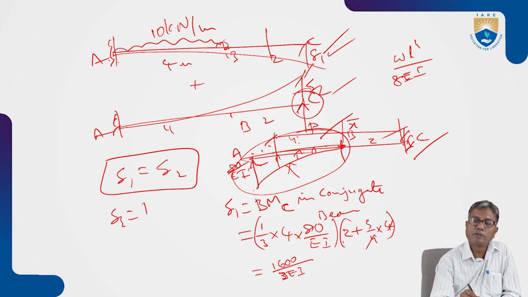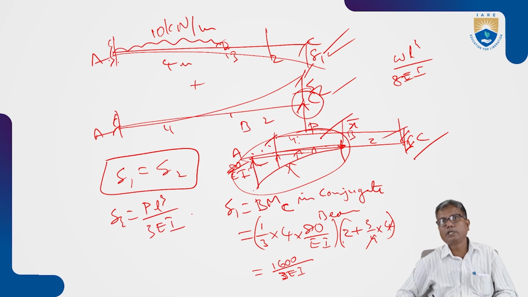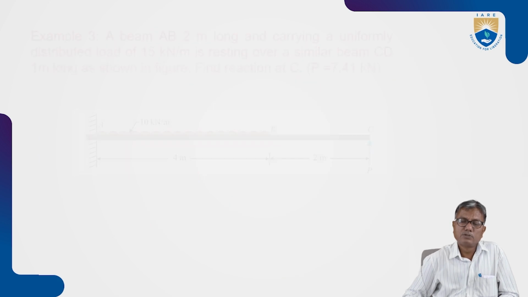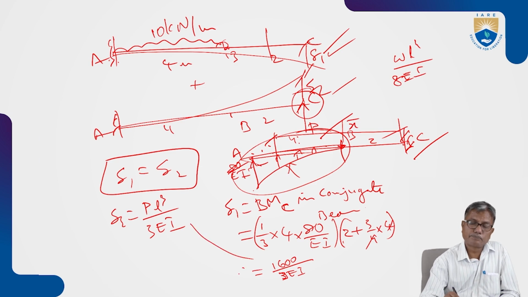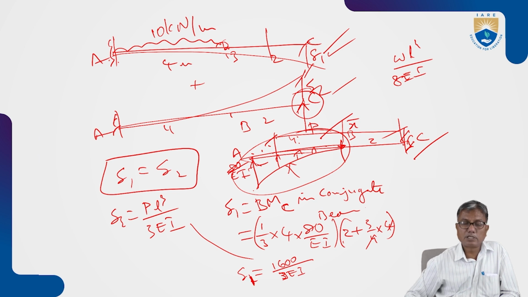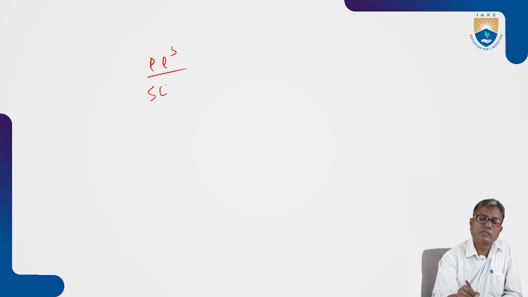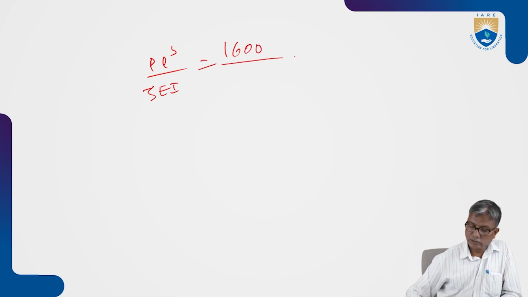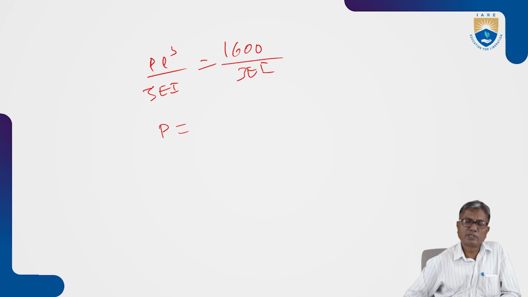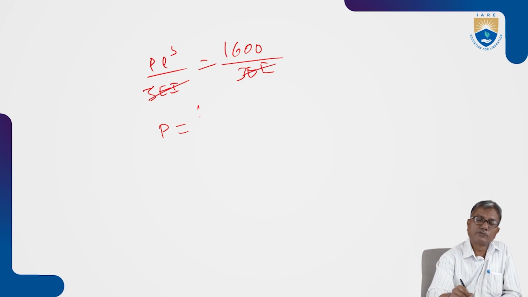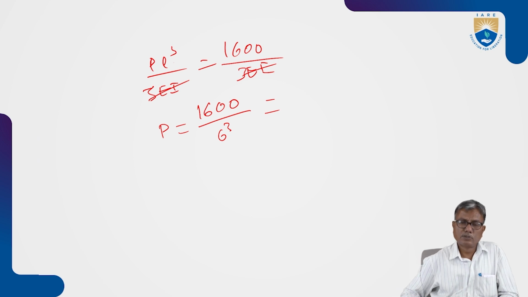And delta 2 is PL cube by 3EI. So what will you get by equating delta 2 and delta 1? PL cube by 3EI equals 1600 by 3EI. So what is P? L is 6 meters. So 3EI gets cancelled. So P equals 1600 by 6 cube. How much will we get?